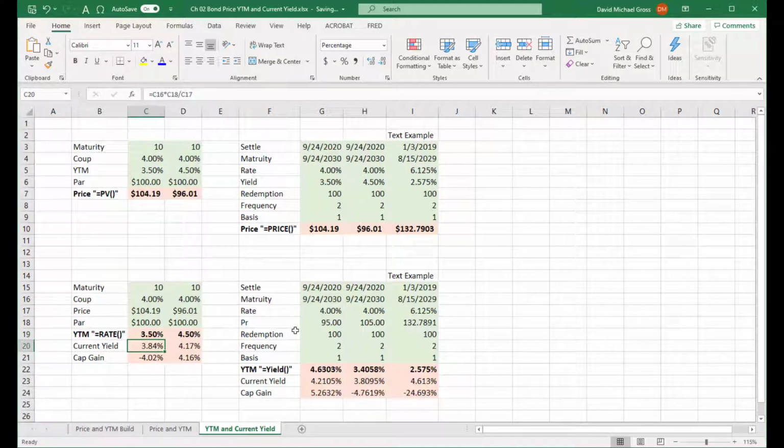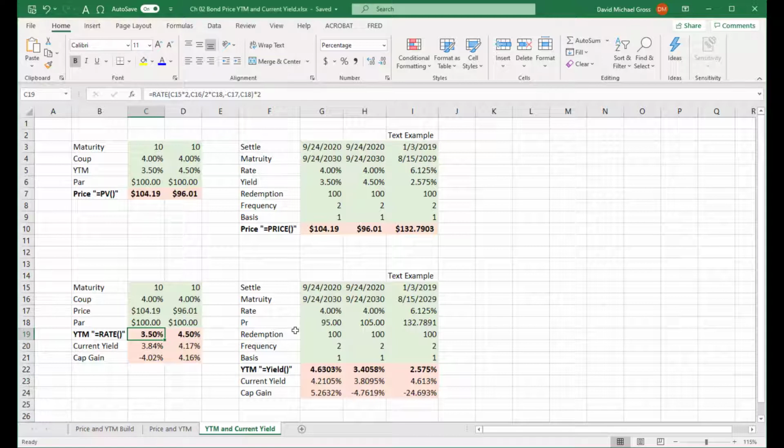The current yield is greater than the yield to maturity. I'm actually getting less than 4%. I'm getting 3.84. But note that I have a capital loss at the end of 4.02%. Well, essentially, I'm going to pay 104, but I'm only going to get 100 at the end. Now, why is that? Because I'm willing to earn less than the bond pays. The bond pays 4. I'm willing to earn 3.5. Why? Well, one of two reasons. Either all rates have gone down, or somehow this bond's credit has improved.